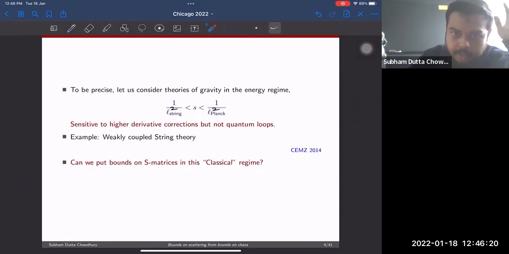So basically, my setup will be something like this: I'm trying to probe a, say, weakly coupled string theory, which is a similar kind of setup to the one considered by Camanho, Edelstein, Maldacena, and Zhiboedov, where you have corrections to Einstein gravity, but you don't have gravity loops in your amplitude. So that's the setup that we are looking at. And I'm asking, can we put bounds on the S matrices in this classical regime, where you just have poles and analytic pieces in your scattering amplitude?